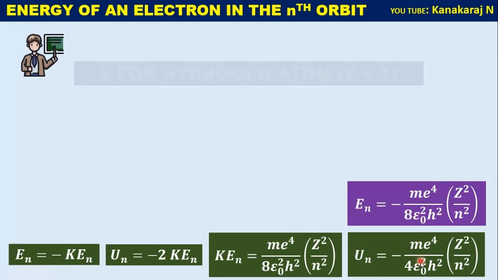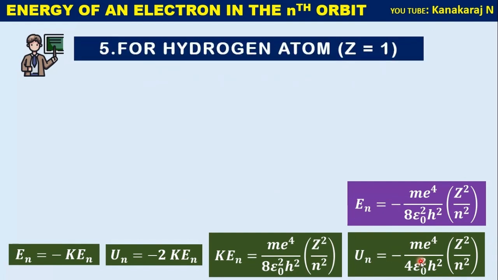For hydrogen atom, Z equals 1. The atomic number Z equals 1. Therefore, in the place of Z, we substitute 1 and rewrite the formula: En equals minus m e power 4 divided by 8 epsilon naught square h square multiply 1 upon n square joule.